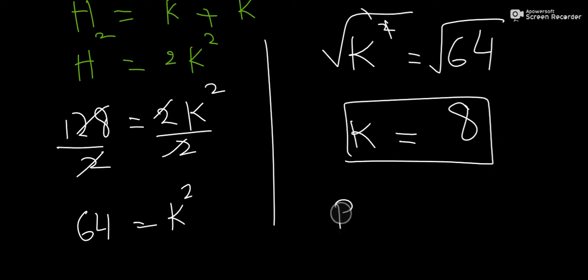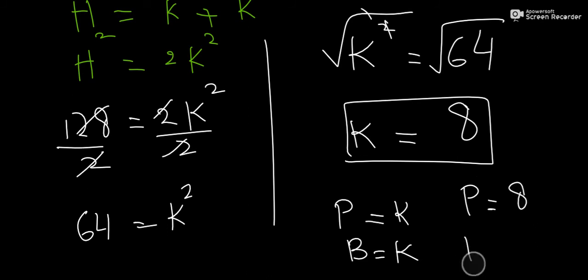And we know that P is equal to K, and B is equal to K. So the value of P is equal to 8 and B is also equal to 8.